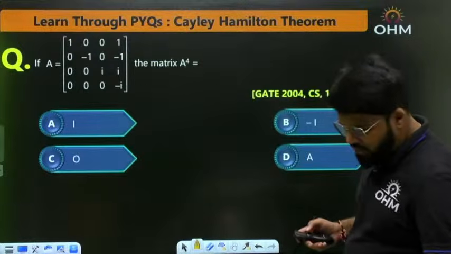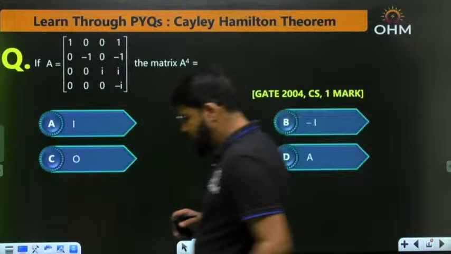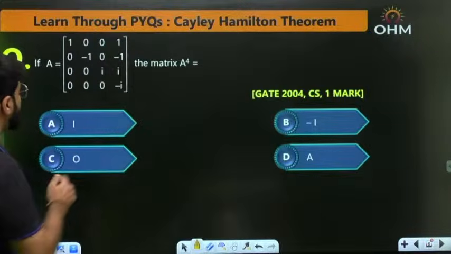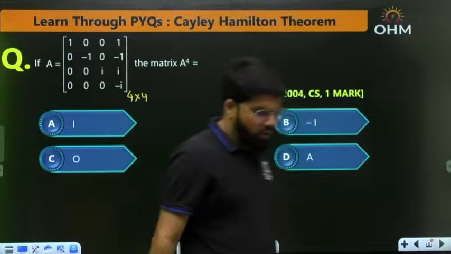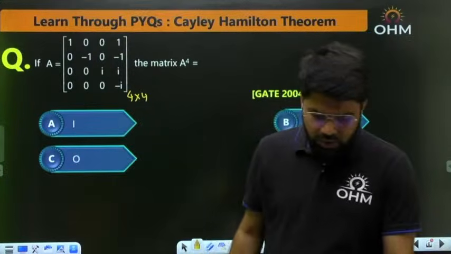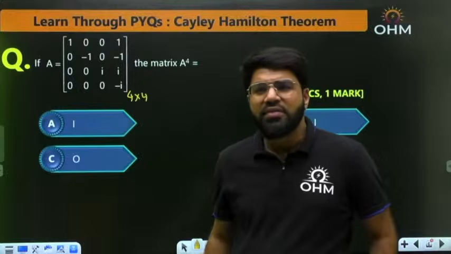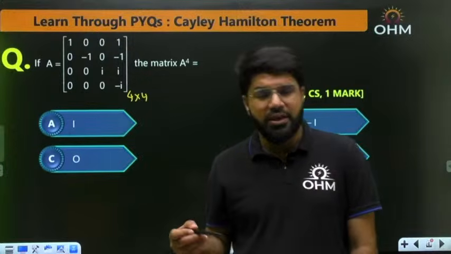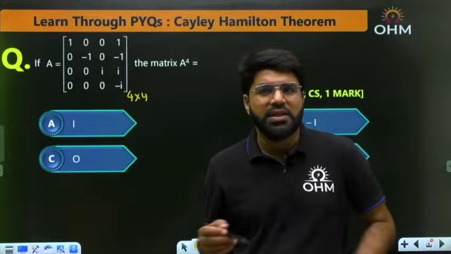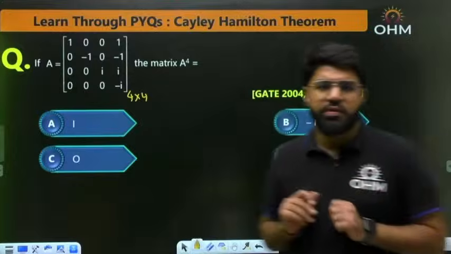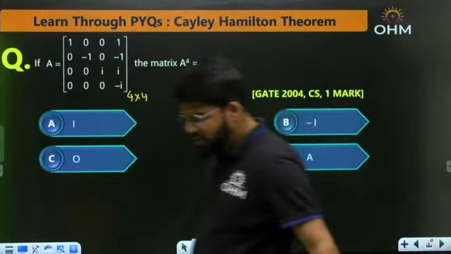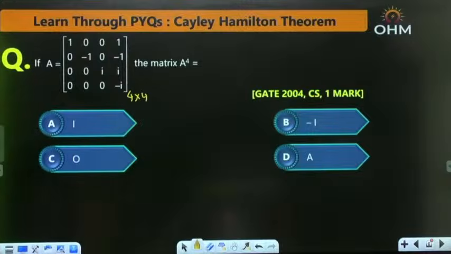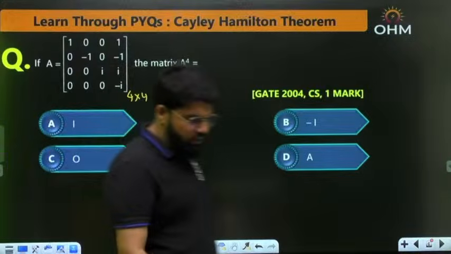So yeah, look into it. GATE 2004 CS, 1 mark question. Old question, but it's a 4x4 matrix. So I have taken out the characteristic equation, modulus of A minus lambda equal to 0. And I have given you the short form for the characteristic equation if it is a 2x2 matrix or 3x3 matrix, that much I have given. But this is 4x4. Okay, dear, this is 4x4. What will you do for this?